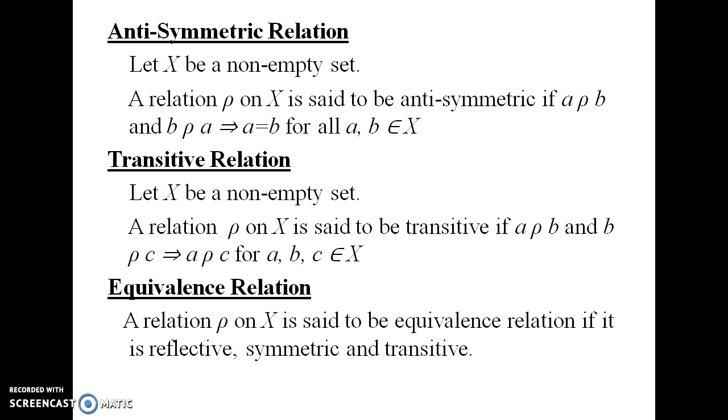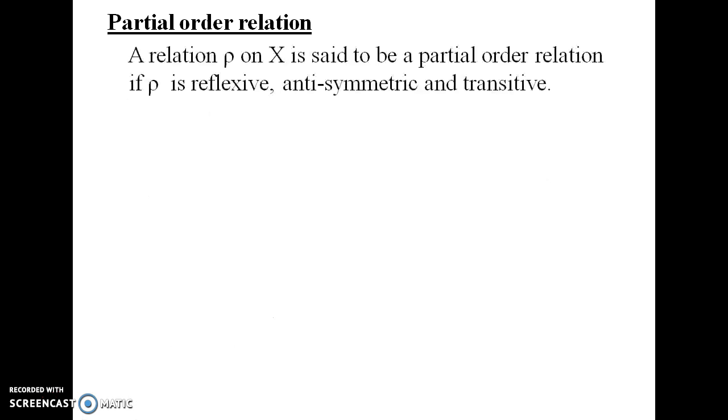Equivalence relation. A relation rho on X is said to be an equivalence relation if it is reflexive, symmetric and transitive. Partial order relation. A relation rho on X is said to be a partial order relation if rho is reflexive, antisymmetric and transitive.